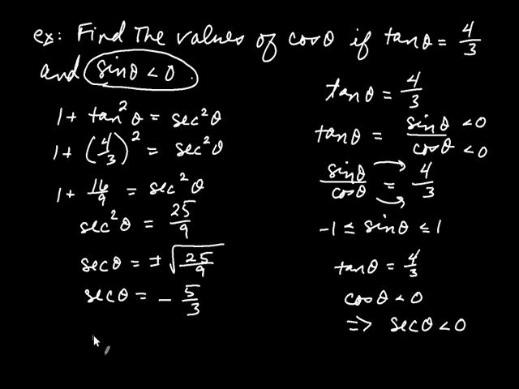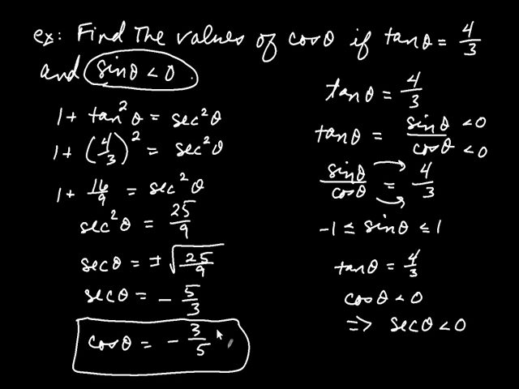Okay, and then finally, cosine is simply the reciprocal of secant. So it's negative 3/5. Okay? And notice that this is between -1 and 1, which is a condition that always has to exist on the values of sine and cosine. Okay, so that's how we use identities to find the values of trig functions. Until next time.